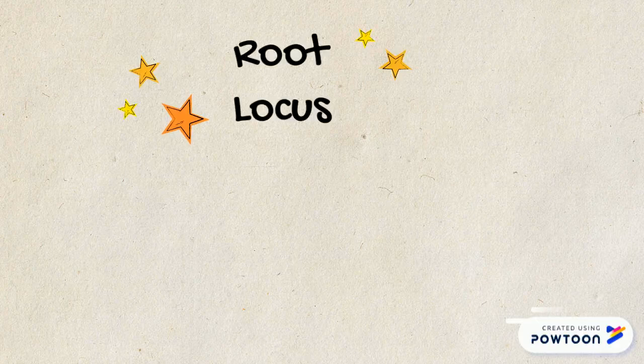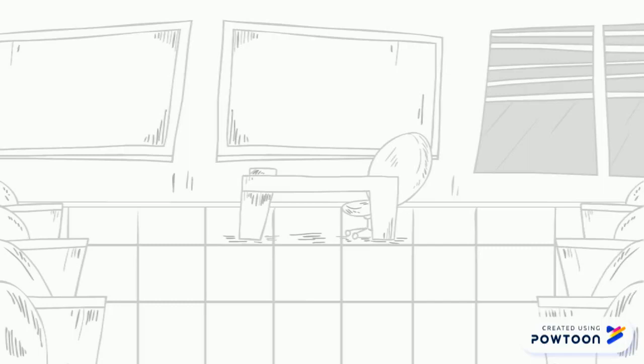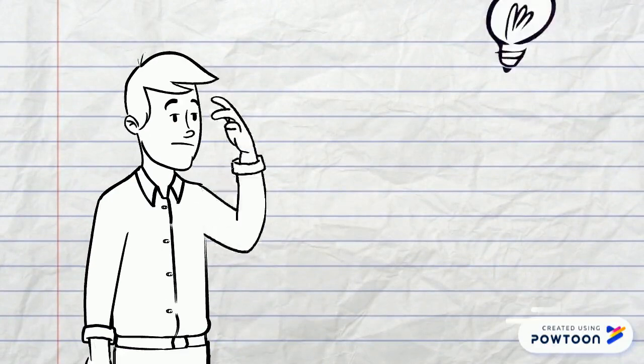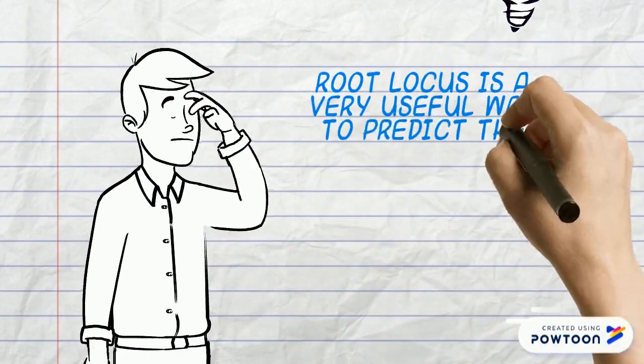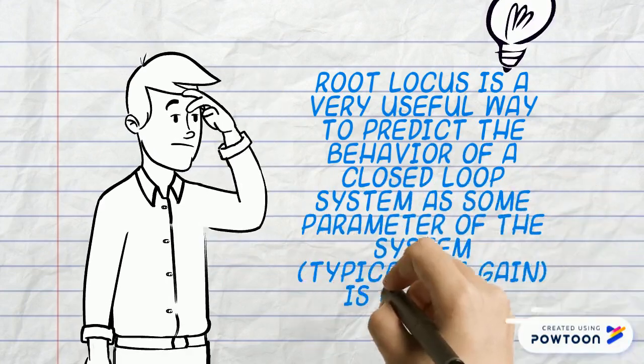Hello everyone. In this video we are going to talk about root locus. First we will ask the question, what is root locus? This is a very useful way to predict the behavior of a closed-loop system as some parameters of the system are changing. Typically it is the gain.